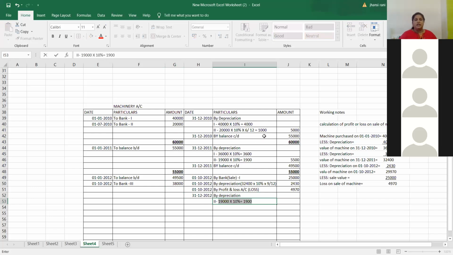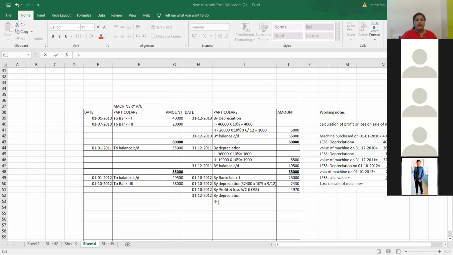So I'll write here second machine, and the value of second machine will be, you can check it here, 20,000 in the first year minus 1,000, it is 19,000 minus 1,900. 19,000 minus 1,900 comes to 17,100. So second machine value is 17,100 into 10%. So it will be 1,710.